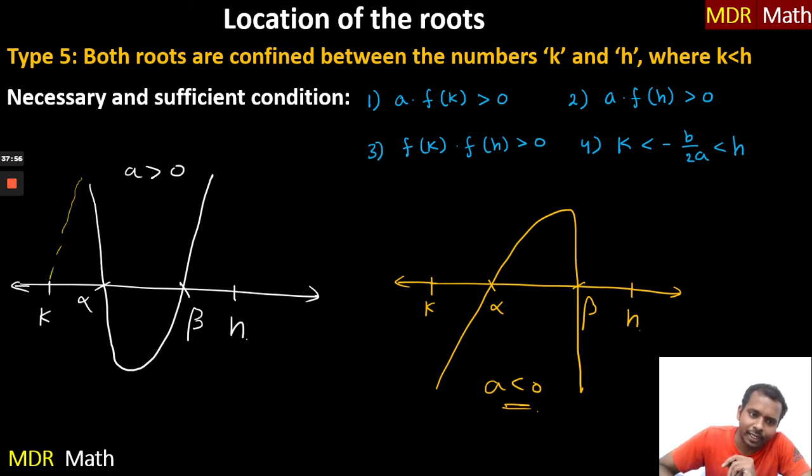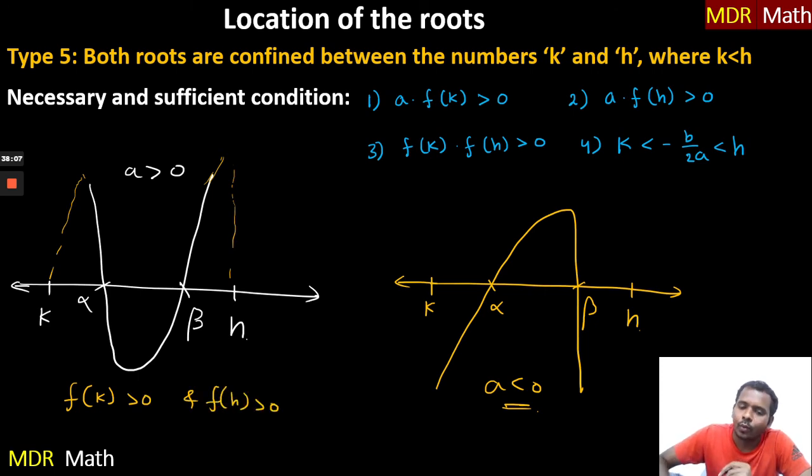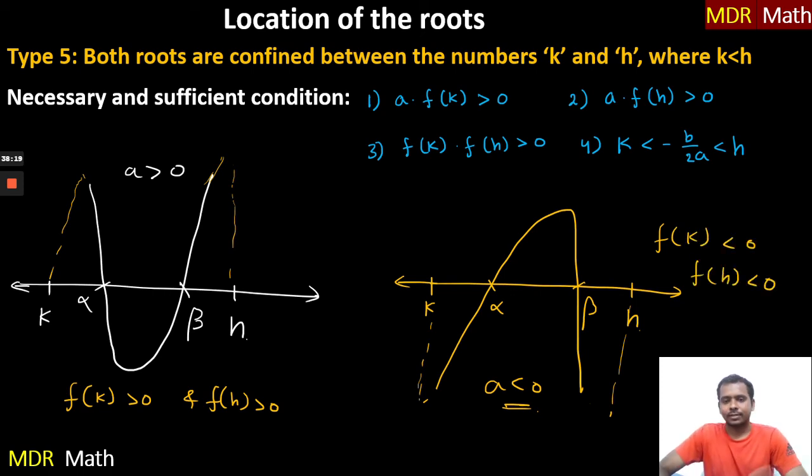See, in this case, f of k is positive, and in this case, f of h is also positive. Here, f of k is greater than 0, and f of h is greater than 0. What about this case? In this case, f of k is negative, and f of h is negative. That means f of k is less than 0, f of h is less than 0, right? What do you see? When you take the product of f of k and f of h, f of k into f of h is always greater than 0, either positive into positive or negative into negative. It is always greater than 0.